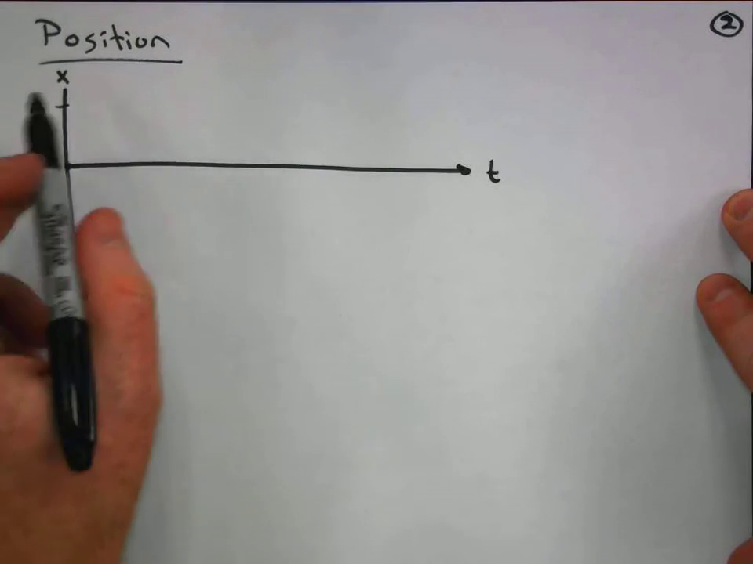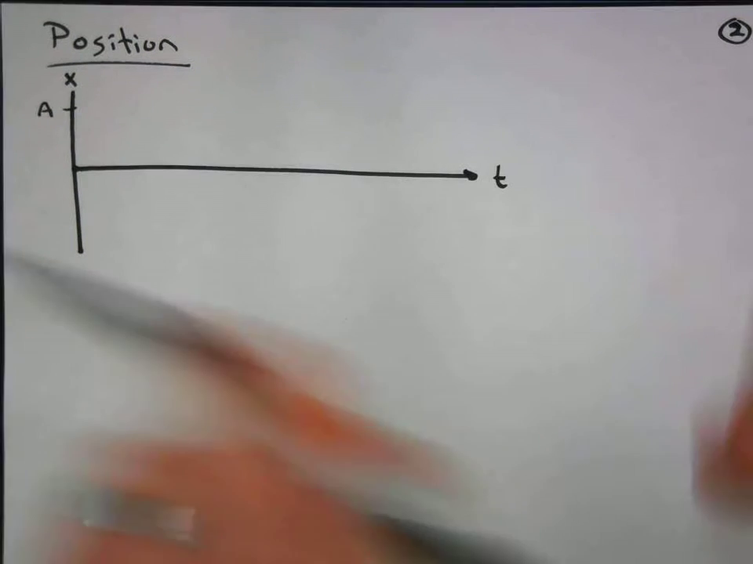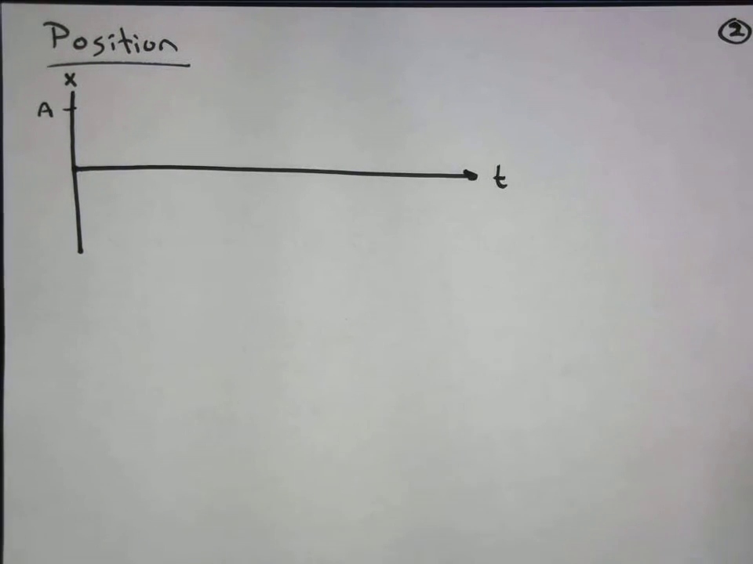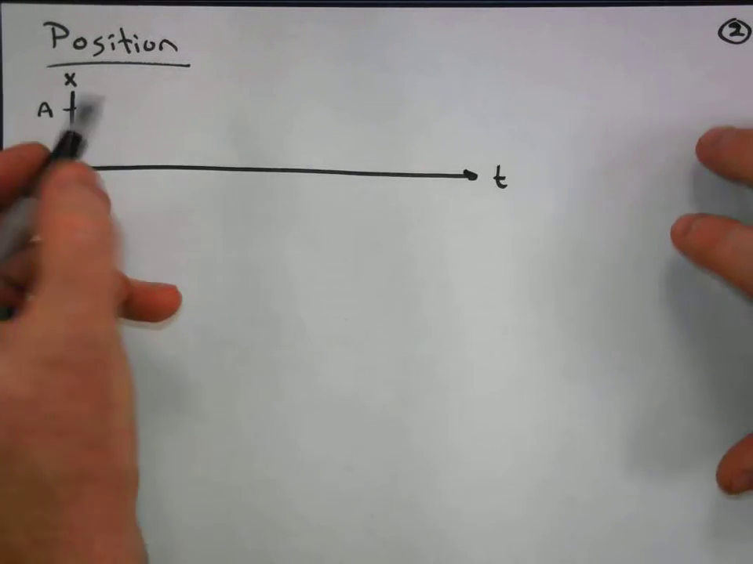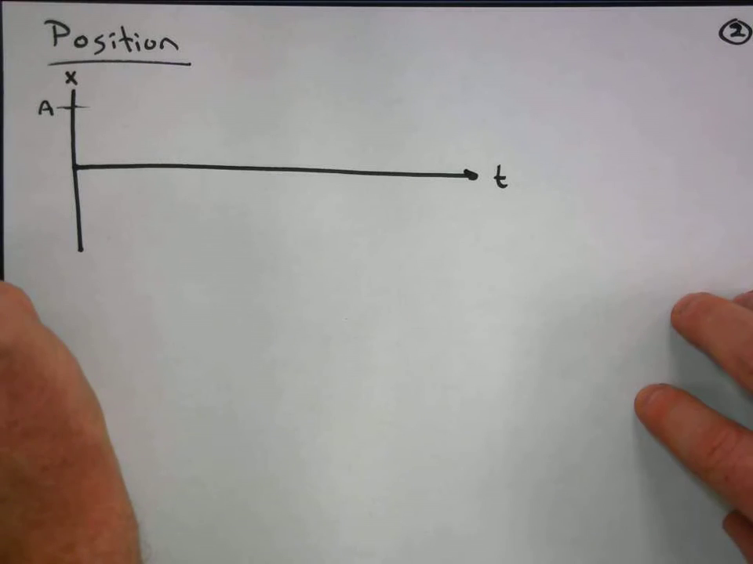And it's initially not moving, so there's no velocity here. And so how do I represent no velocity on a position time graph? That's essentially what we have here. No velocity would be zero slope at that location.